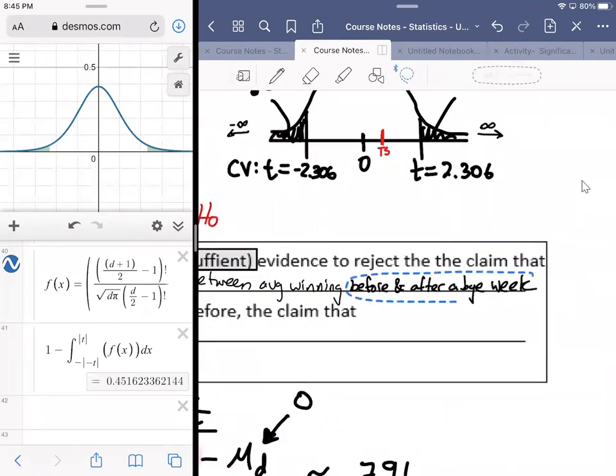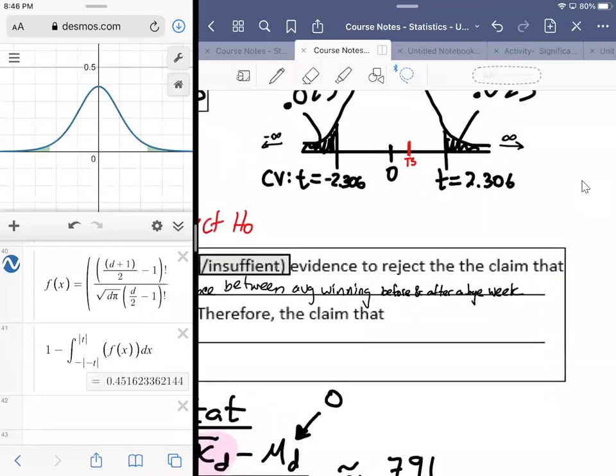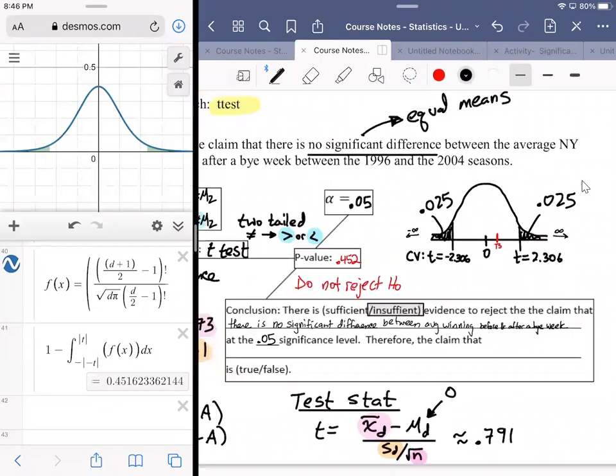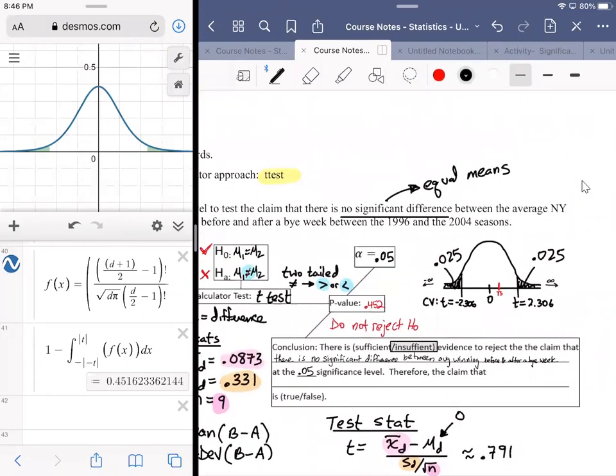All right, so there's insufficient evidence to reject the claim that there is no significant difference. That means mu1 is equal to mu2 between average winning percentage before and after a bye week at the 0.05 significance level. The alternative hypothesis is irrelevant. We only needed that to conduct a hypothesis test. They weren't asking about that. They were asking about the null. So once I wrote the first sentence, I was done with my conclusion.